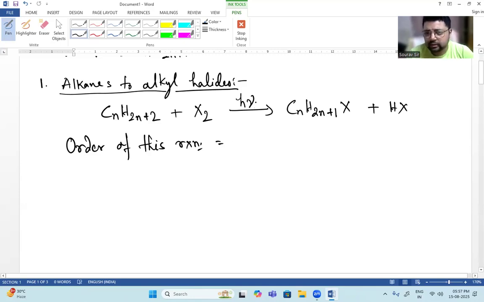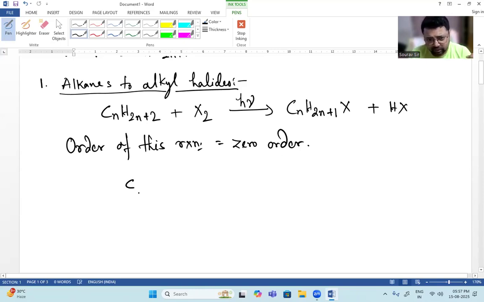This is a photochemically active reaction, that is, a light catalyzed reaction. Any light catalyzed reaction, or any catalytic reaction, will be of zero order. So the order of this reaction will be zero. It may come in your MCQs in JEE Mains or JEE Advanced. So the order of this reaction is zero.